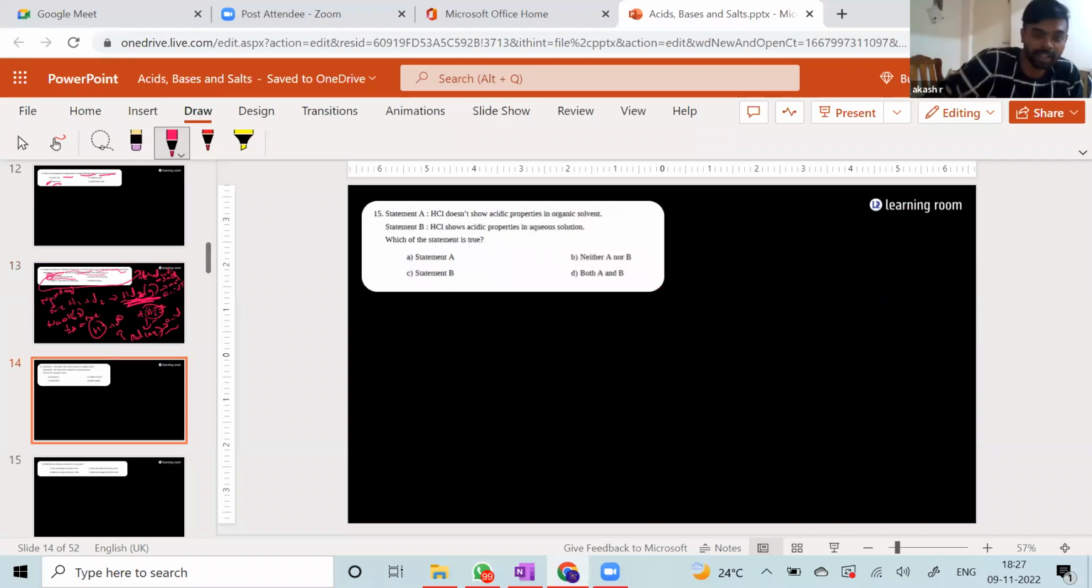Next question. Statement A. HCl does not show acidic property in organic solvent. Again, a beautiful question, right? HCl gas, obviously we said it is not acidic. But say if I dissolve HCl in, I don't know, some benzene. I don't know if you know what benzene is. Have you ever heard of this term, benzene?